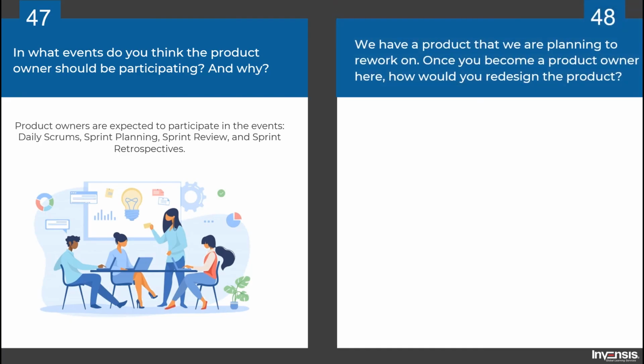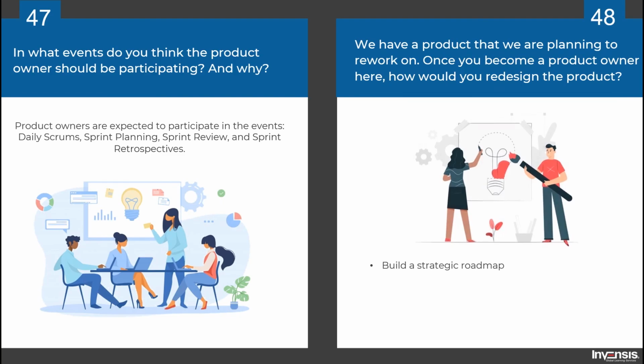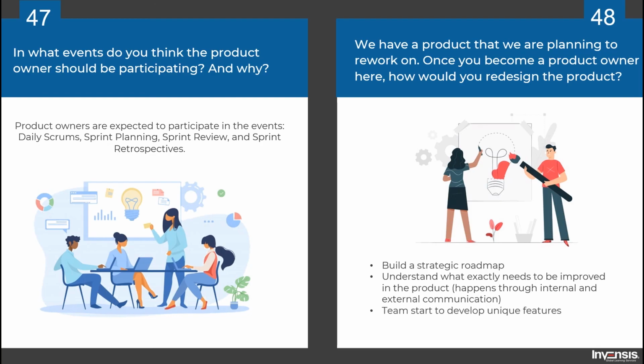The next question can be something like this. We have a product that we are planning to rework on. Once you become a product owner here, how would you redesign the product? As a product owner, the first step in redesigning or designing a product is to build a strategic roadmap. As an answer to this question, you can give a brief outline of the steps that they can take. First, you need to understand what exactly needs to be improved in the product. This can happen through internal and external communication with customers, engineers, the customer support team, and other stakeholders. Once your team is on the same page, technical product owners can start working with the engineering teams to develop unique features that add value to the users. Finally, the entire process is guided by the product owner.